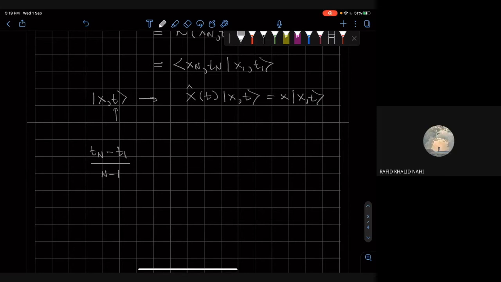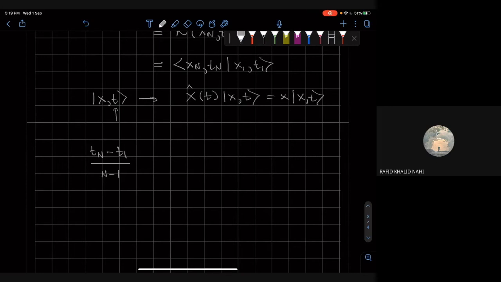Sir, I had a question. You just wrote this eigenvalue equation. So the operator x is time dependent. So do the eigenvalues also have to be time dependent in this case? Yes, I think so. Exactly.